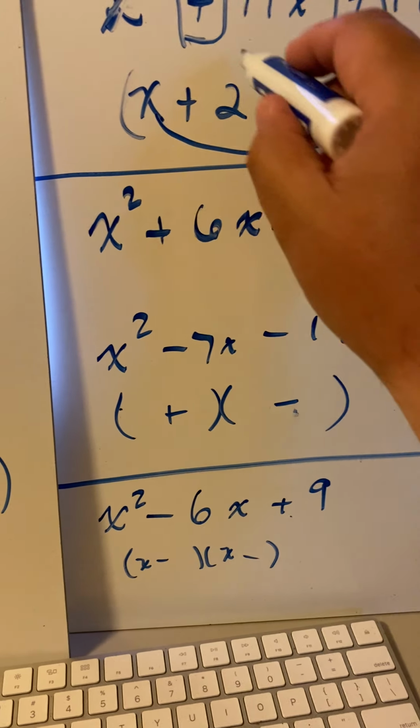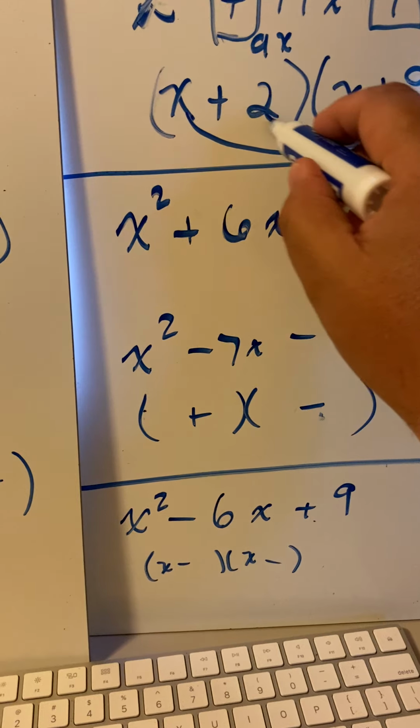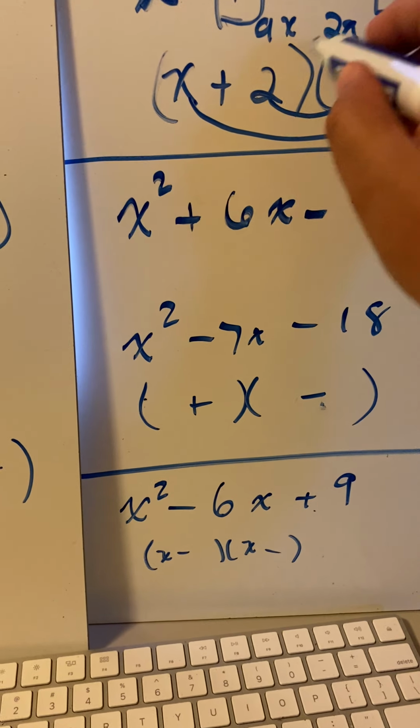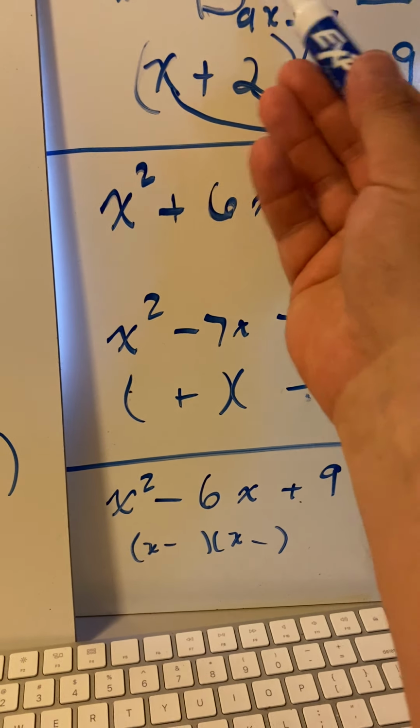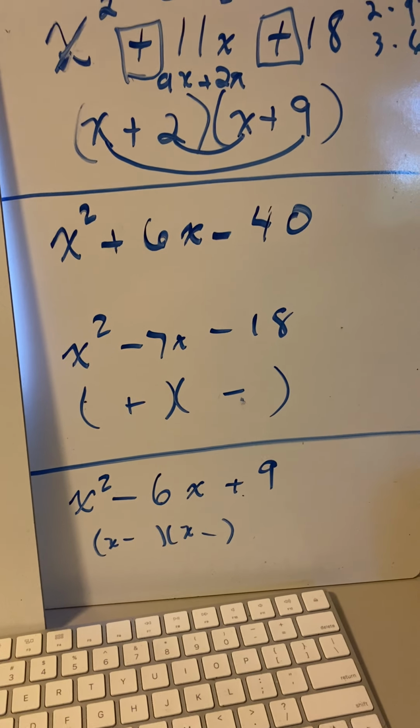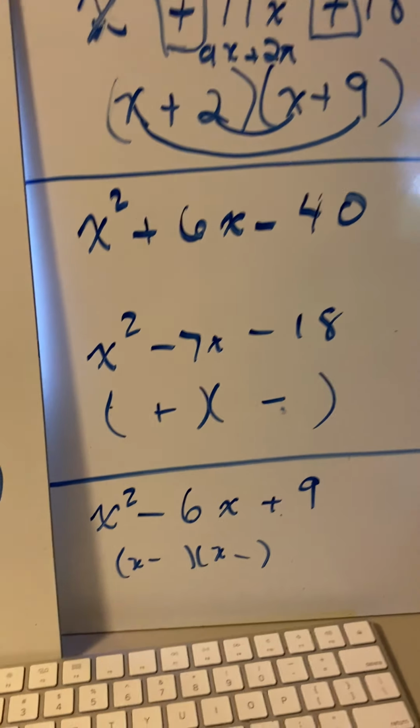X times 9 is 9x. 2 times x is 2x. Since they're both positive, you add them, positive 2x. Okay? Now I go to this one.